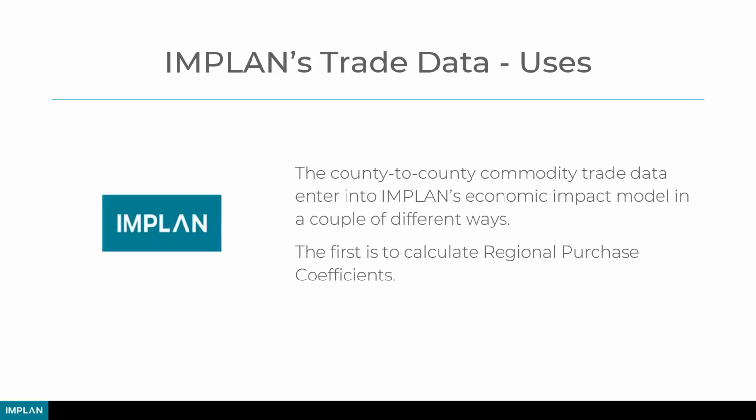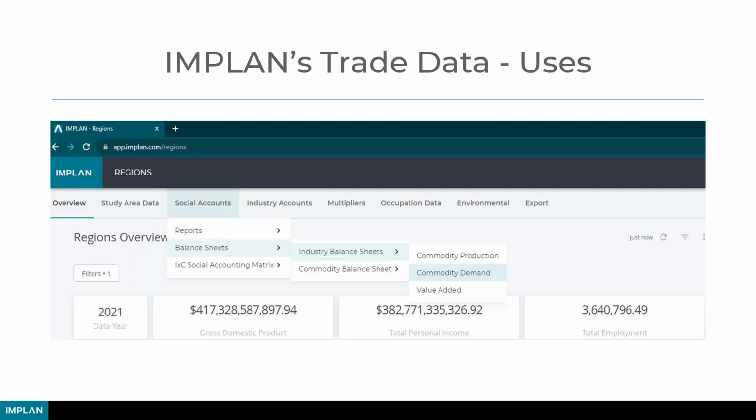statistical analysis. But when we're thinking about what an RPC is, what a regional purchase coefficient is, it's rooted in that trade, right? In order to understand how much of a good is used from local production, you need to have an idea of where all of the other goods can come from. So we can find this regional purchase coefficient data in IMPLAN.